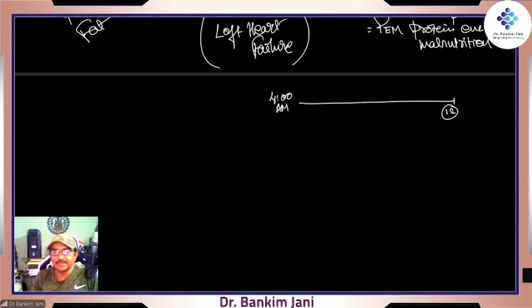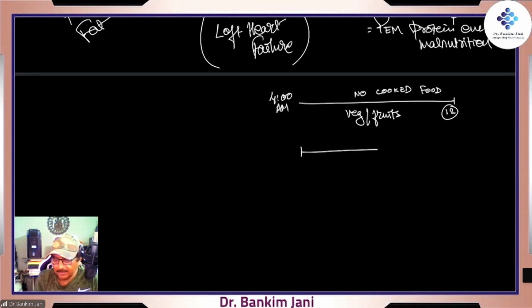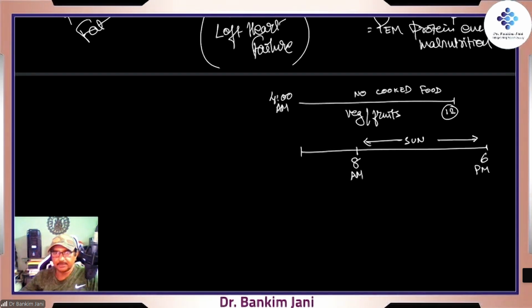The day I'm not doing exercise, it is fine. But on the day when I'm doing exercise, from 4 a.m. to 12 p.m., दोपहर को 12 बजे तक, no cooked food. Take only veggies and fruits. And this eating window has to be 8 onwards, 8 a.m., and the window closes at 6 p.m., till the sun is there. 6 baje ke baad shutters down.